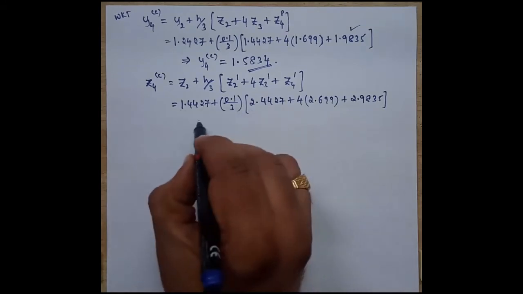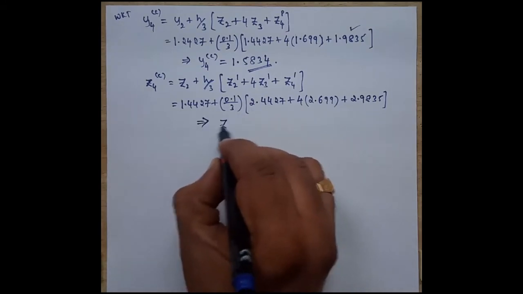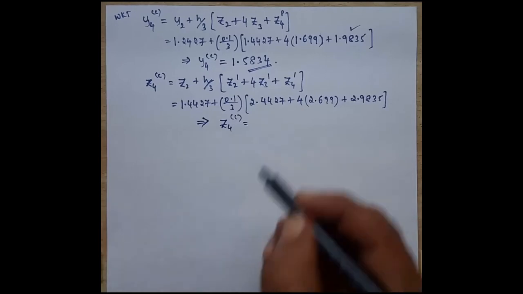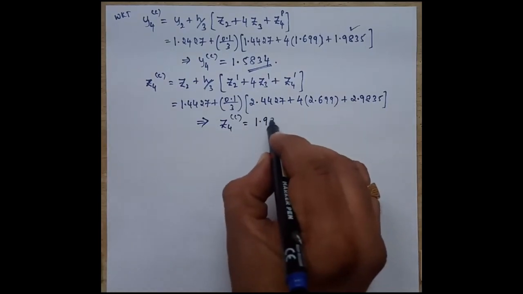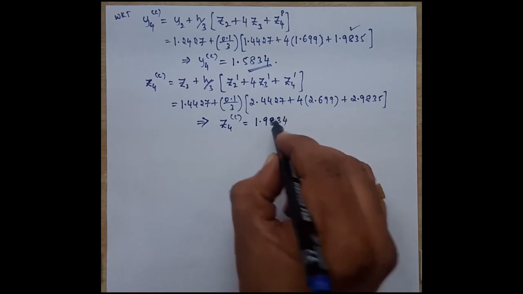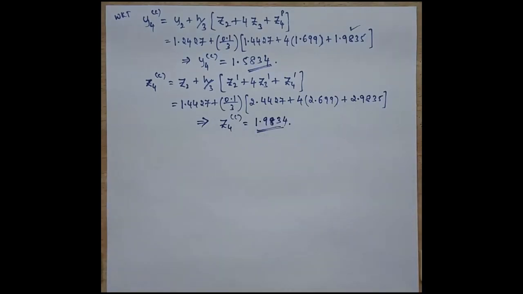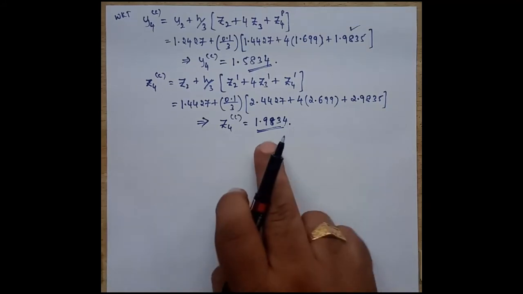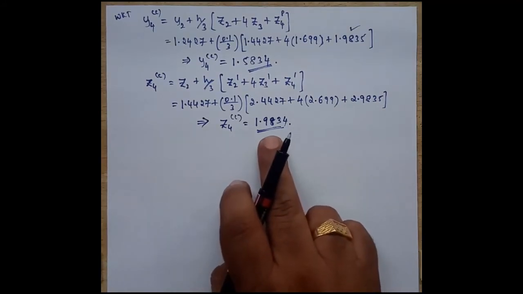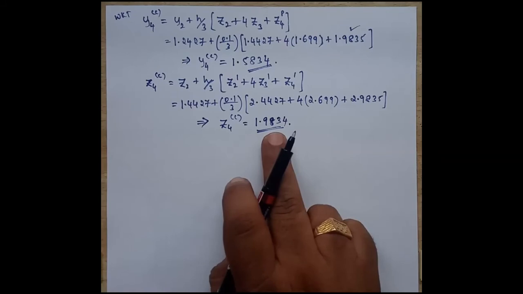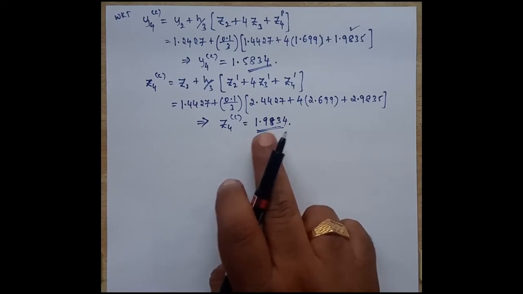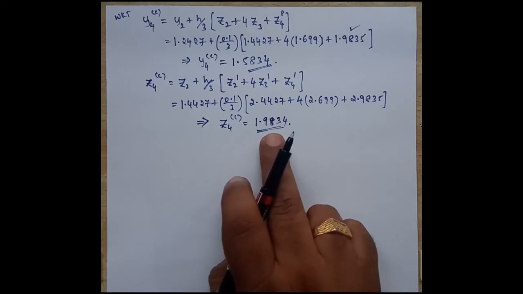Now use your calculator and find the value of this. We get Z4C, the corrected value of Z, it is 1.9834. So this is the corrected value for Z. Here also you can compare the predicted value of Z4, which is 1.9835, whereas the corrected value is 1.9834. So you are getting almost the same value. So we have applied the corrector.